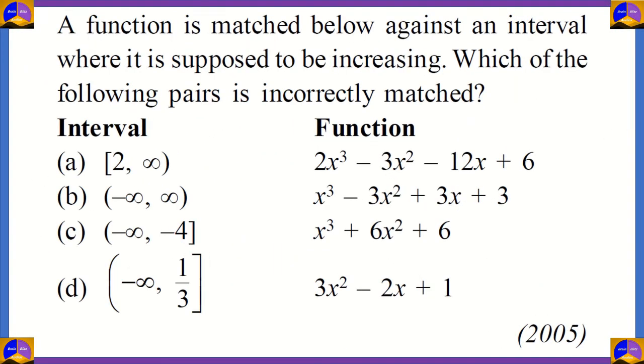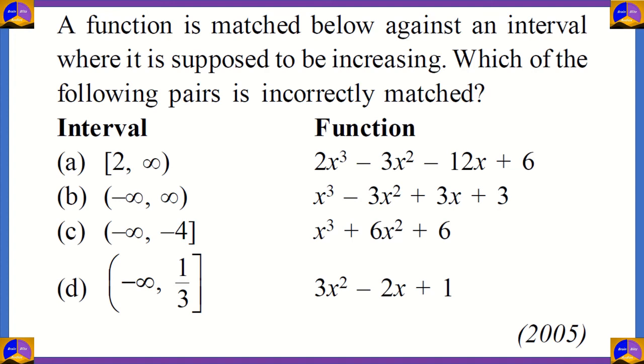Now we move on to the final question of this episode. A function is matched below against an interval where it is supposed to be increasing. Which of the following pairs here is incorrectly matched? Option A, the interval 2 to infinity, with the function 2x cubed minus 3x squared minus 12x plus 6. Option B, minus infinity to infinity, the open interval, with x cubed minus 3x squared plus 3x plus 3.